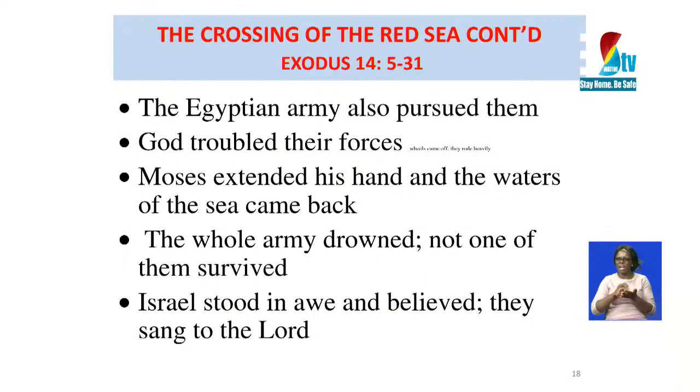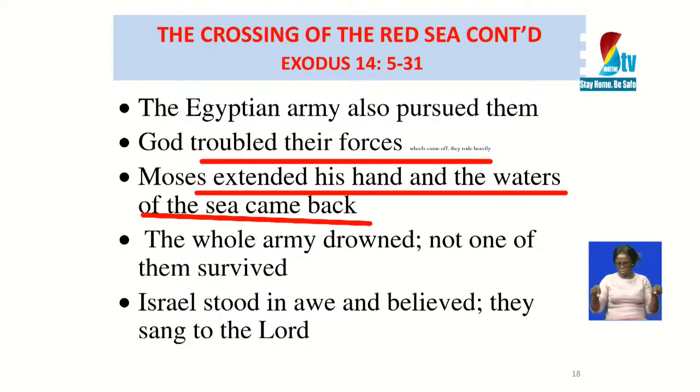But what happened is that God hardened the hearts of the Egyptian army, so they decided to still pursue them after seeing that these people had a God who was fighting for them. But still they pursued them, and God decided to protect his people by causing some kind of trouble to their forces. So you find that their wheels came off while they were riding, and also they rode heavily. It wasn't easy for them to ride. And also, my dear Lena, God then instructed Moses to extend his hand over the waters of the sea, and the waters came back, and the entire Egyptian army drowned. Not one of them survived to tell the story.